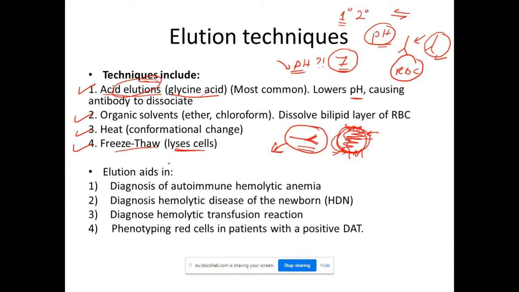Elution, as we discuss here, can help to diagnose positive direct antiglobulin test situations or conditions. We can detect positive cells, especially in autoimmune hemolytic anemia patients, also in hemolytic disease of the newborn and fetus, and hemolytic transfusion reaction.